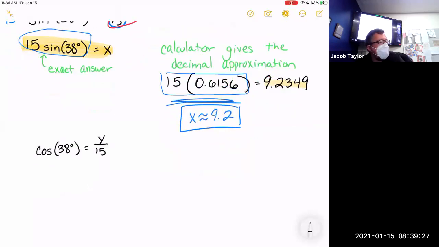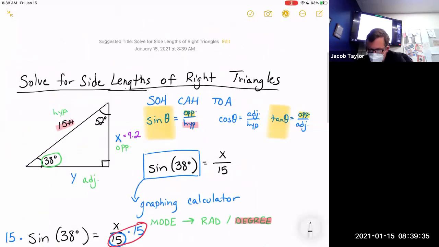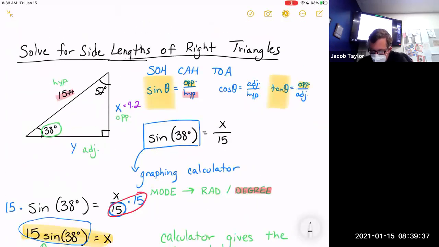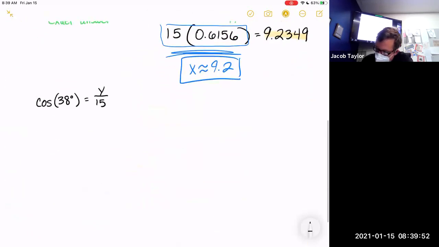So what do we do here? Why would it be 38, not 52? Well, if I did 52, then y isn't the adjacent anymore. That's a really good question. If I used 52 as my angle, now y becomes the opposite. And I could do sine of 52 equals y over 15, because sine is opposite over hypotenuse. I could absolutely do that. Cosine of 38 is the same thing as sine of 52.